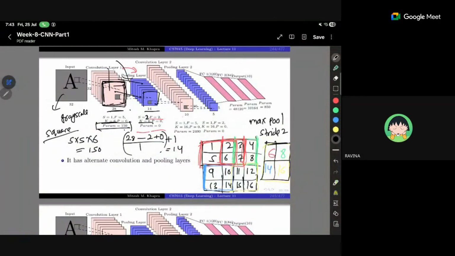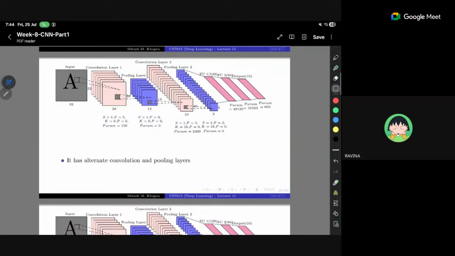Now if I go here, I'll maybe clean up a little bit. So we are here now. Here we have 14 as input going in, and I'm using a 5 cross 5 filter. I'm not having any padding. I'm using stride 1, which will give me 9 plus 1, 10. So that's what I'm getting, 10 cross 10.